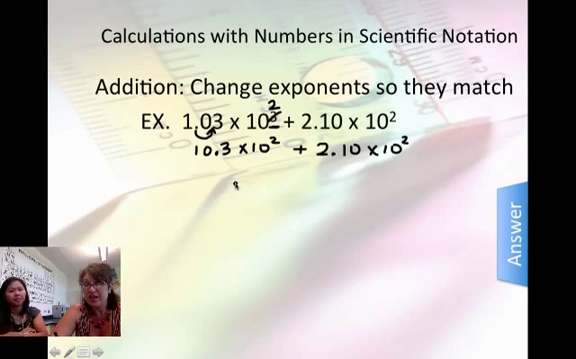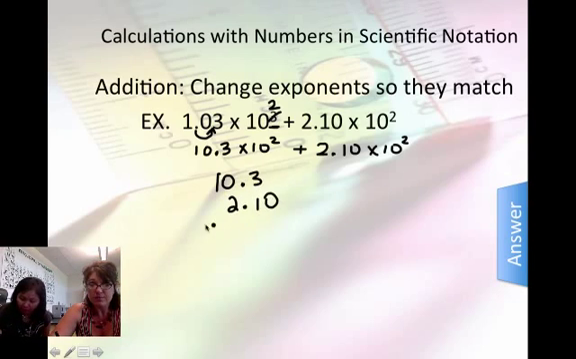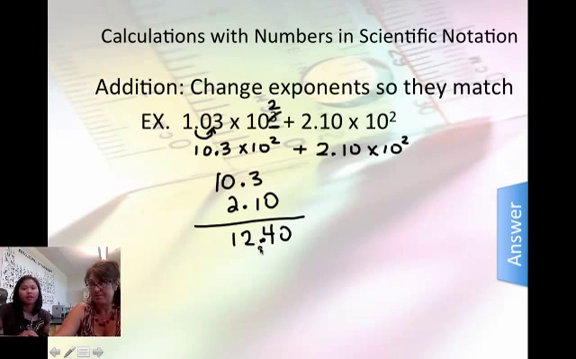Now add 10.3 and 2.1. So we're going to add our coefficients. I'm going to use my calculator for that, Ms. Gray, and you can check my work. I'm just going to add, and I get 12.40.